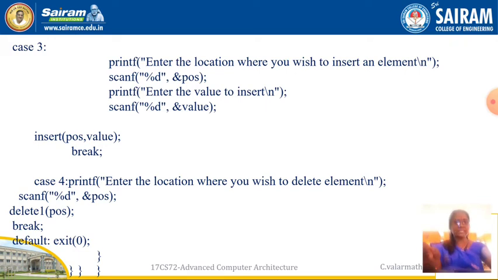Case 3 is to insert an element at a position. For that, there is an insert function. The insert function takes two arguments. The first one is the position in the array, and the second argument is the value which should be inserted in the array. So these two input parameters have to be obtained before inserting an element. That is done with a pair of printf and scanf statements. The first printf and scanf get the value of position, and the second pair gets the value which should be inserted. After we get the position and value, the insert function should be called.